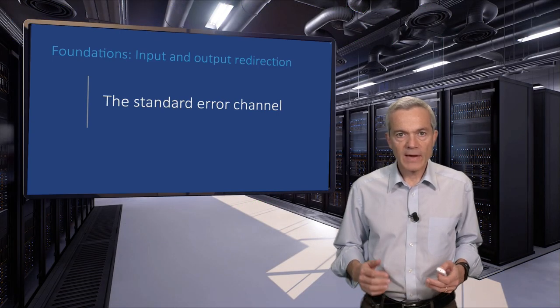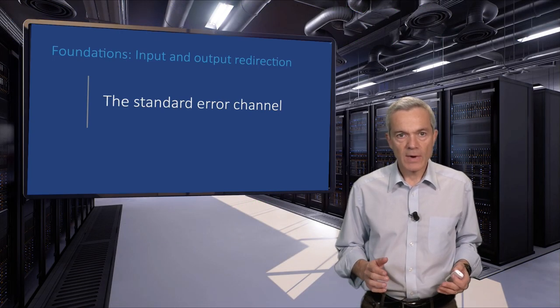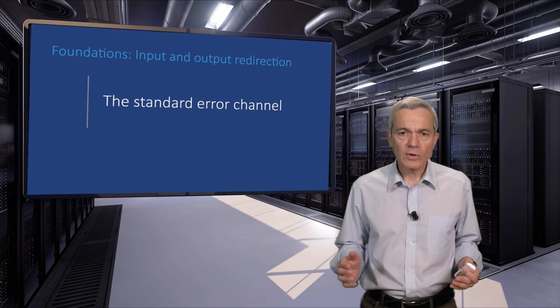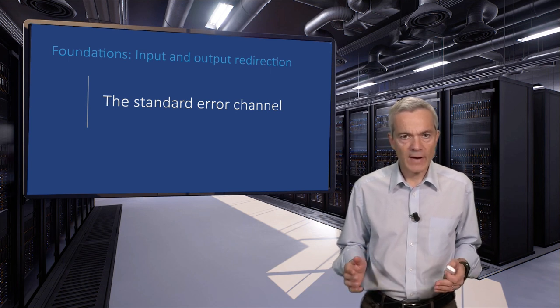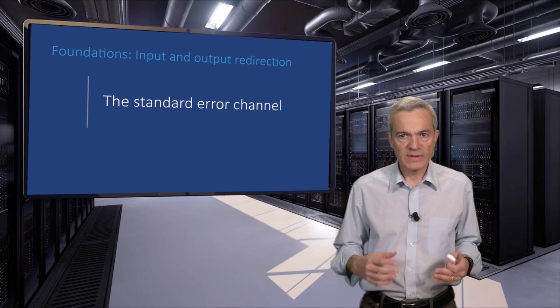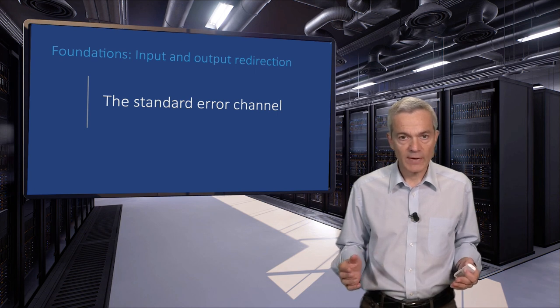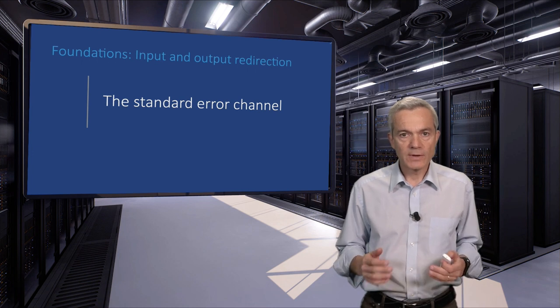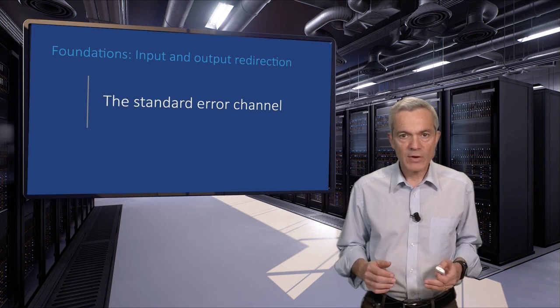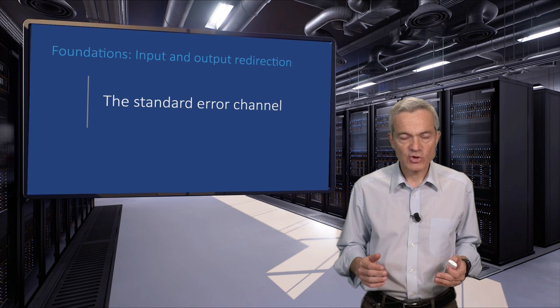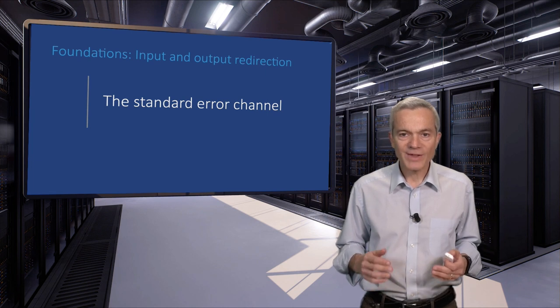Some commands may fail with an error. You run a command and an error appears. You wouldn't want the error to be redirected to a file, because this would make the error disappear into the redirected output file and you may not find out until it's too late. Unix solved this problem by having all commands send their error messages on a special channel called the standard error.